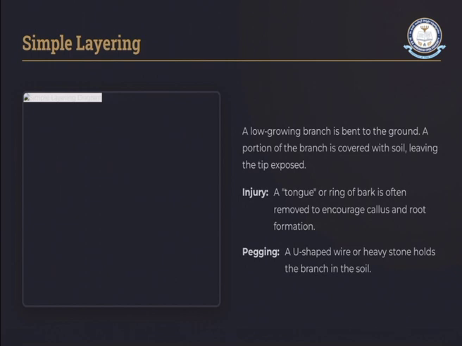Here, if an injury is caused, a tongue or a ring of bark is often removed to encourage callus and root formation. To encourage callus formation and also root formation, the tongue will be removed. For pegging, a U-shaped wire or a heavy stone holds the branch in the soil.